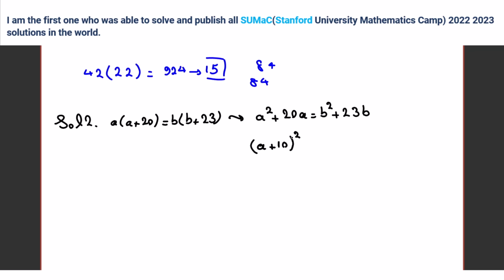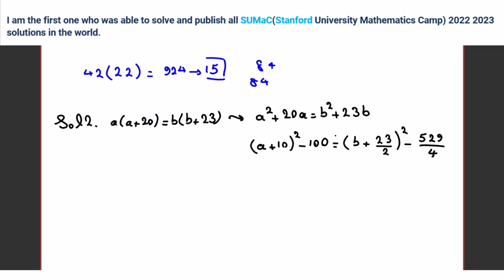Then I should write a plus 10 whole squared minus what? 100. What about the right hand side? If you want to write what squared? B plus 11.5 squared. Yes, b plus 23 over 2 squared minus 529 over 4. Good job.